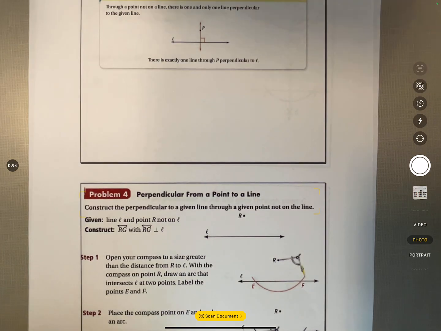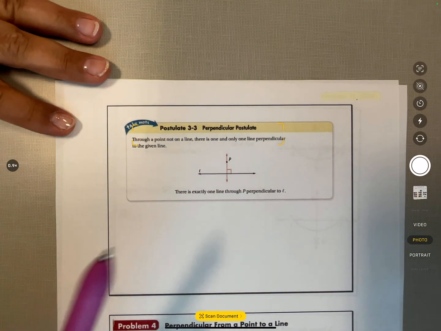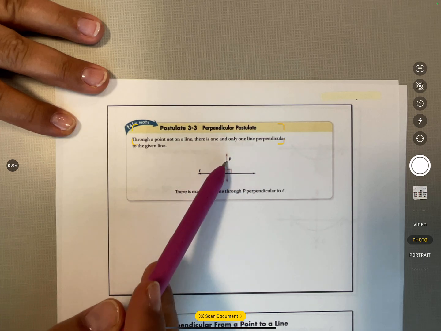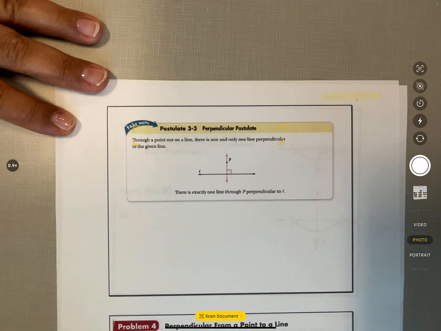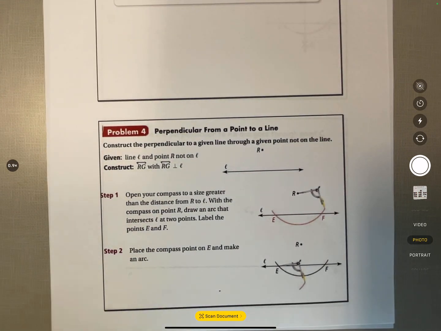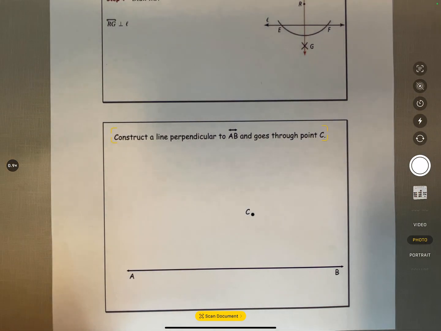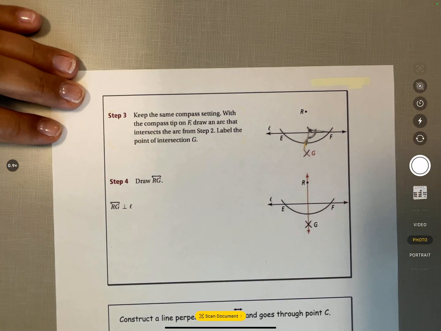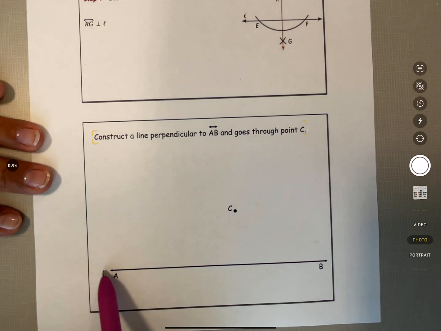Let's move on. We have a perpendicular postulate which says if I've got a given line and a point not on the line, I can construct a line perpendicular to that given line. We're going to use that. Here's your IKEA notes for the next construction. More IKEA notes. And now let's walk through it. Our goal is to construct a line perpendicular to AB, and it has to go through point C.